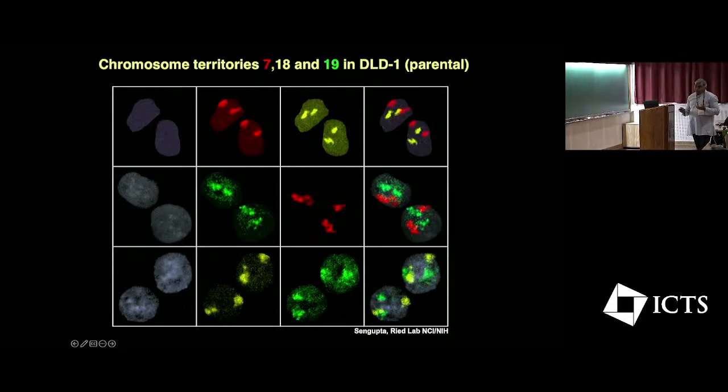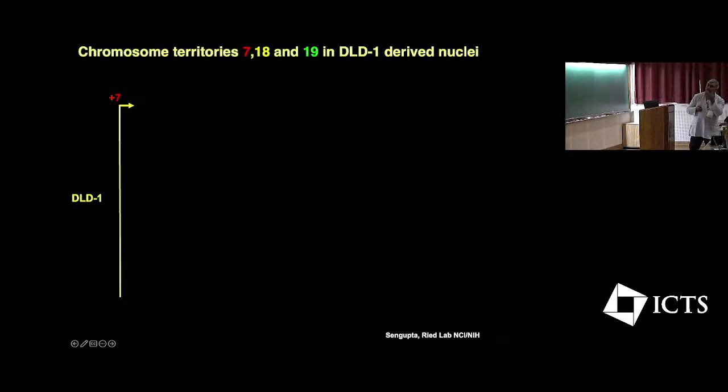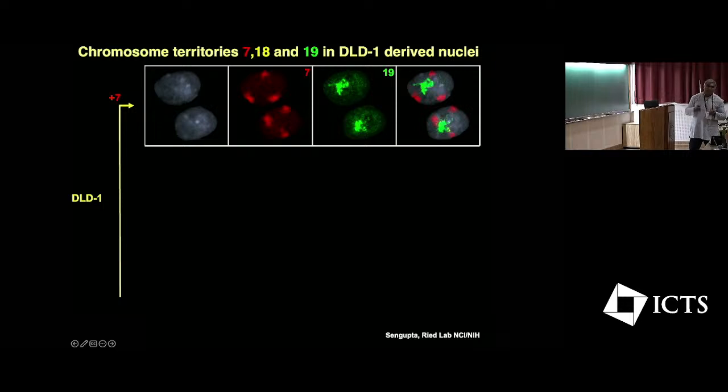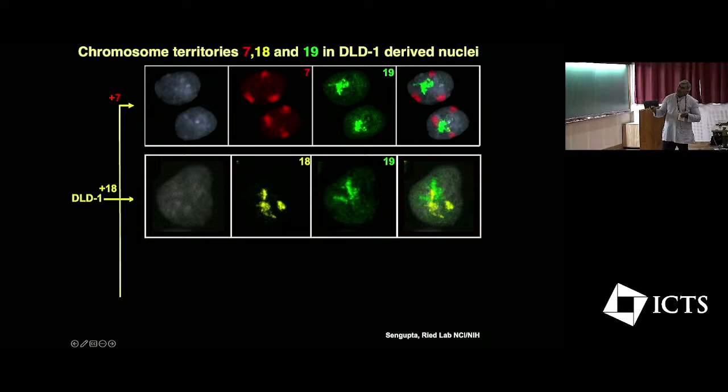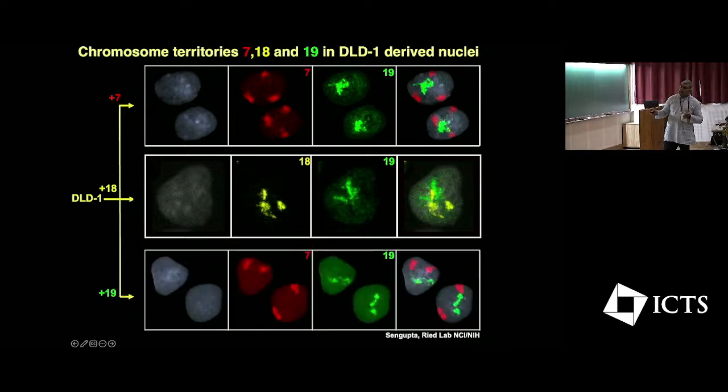We then started generating stable cells which have an extra copy of chromosome 7. And you can see 3 distinct territories of chromosome 7. You can also see 3 distinct territories of chromosome 18 here, and 3 distinct territories of chromosome 19 here. These are artificial cells, because we have artificially introduced 1 extra copy of each of these chromosomes.